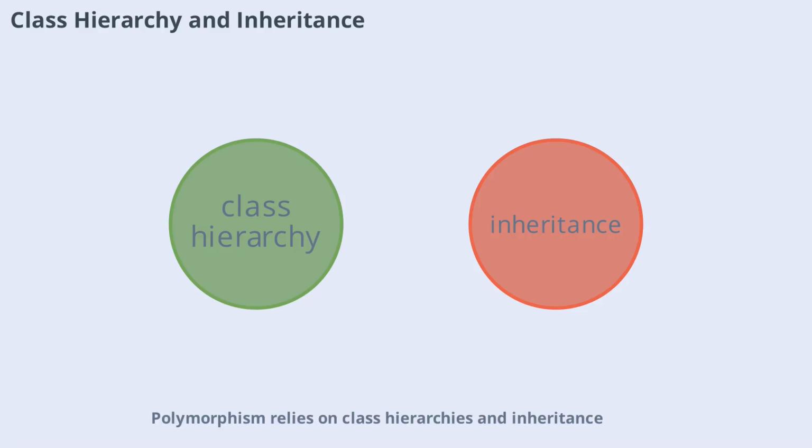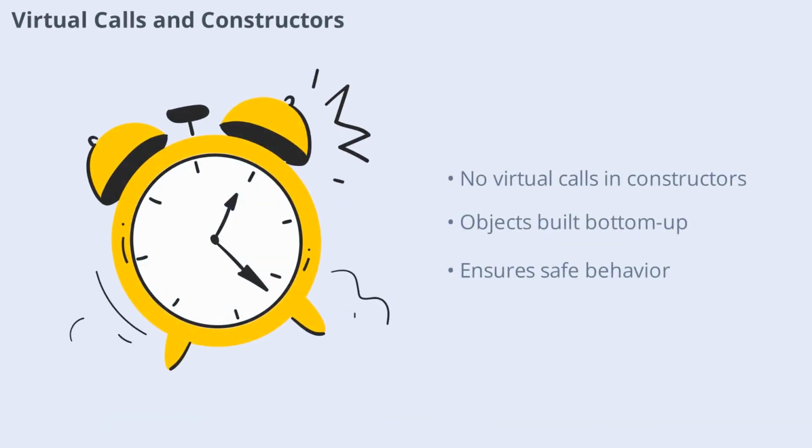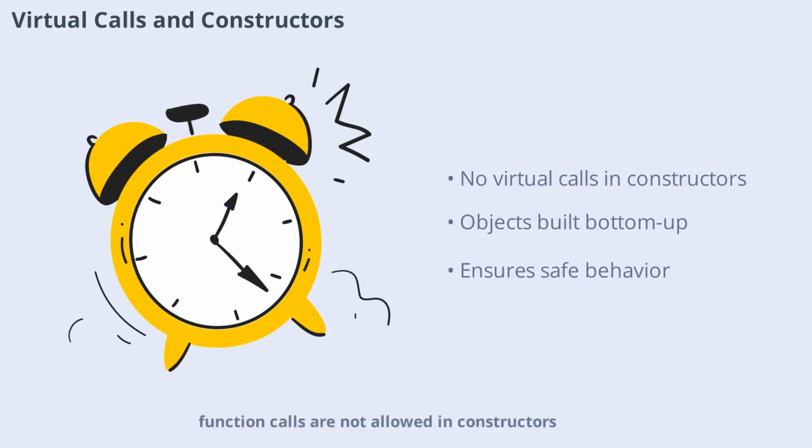Polymorphism relies on class hierarchies and inheritance. When you have a base class and several derived classes, you can use pointers or references to the base class to interact with objects of any derived type. This allows you to write code that is both generic and extensible, as new derived classes can be added without changing existing code. It's important to note that virtual function calls are not allowed in constructors.